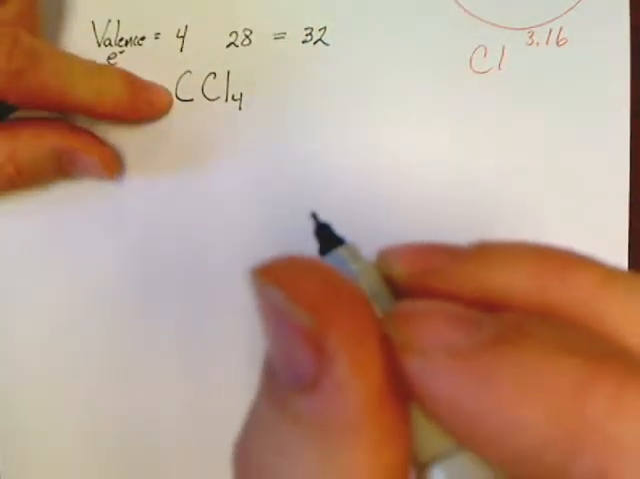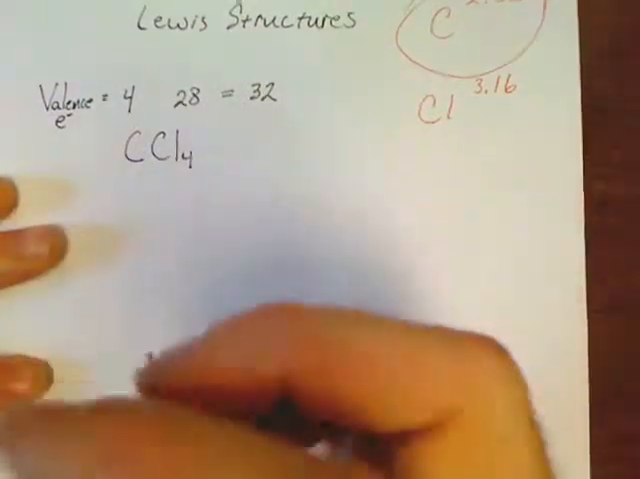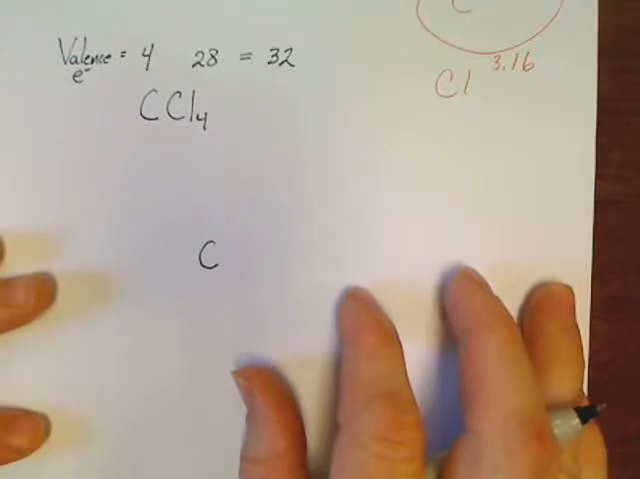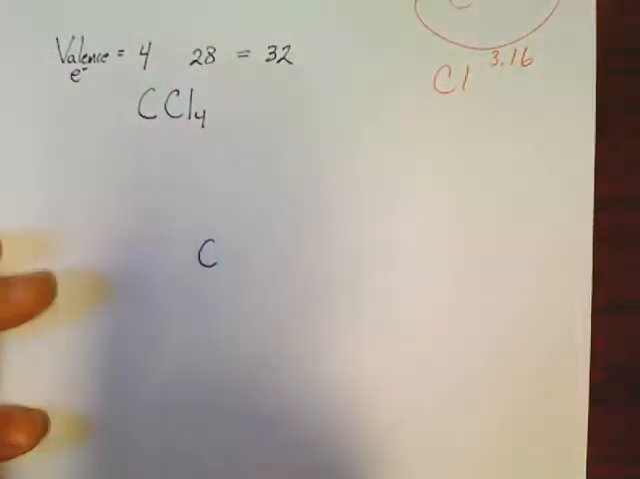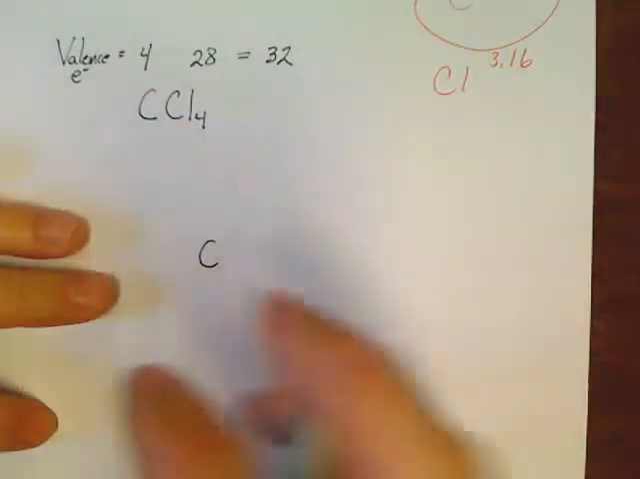Step number 2, pick a center. If in doubt, look up electronegativities. But if you got carbon, pick carbon. So I hereby declare carbon will go in the center of my picture. Now, step 3, connect all the other atoms to it using single bonds.